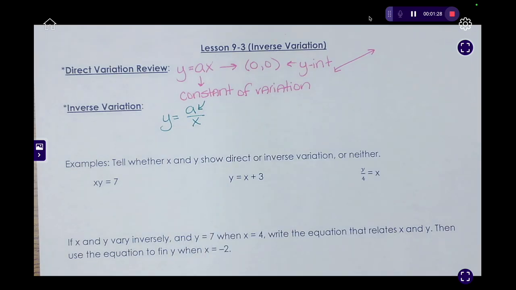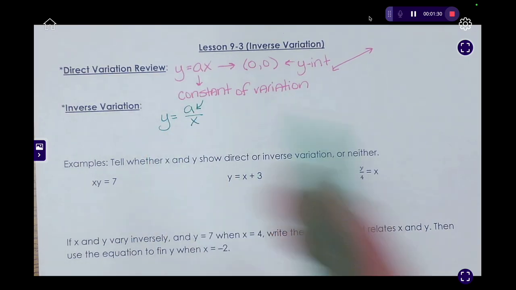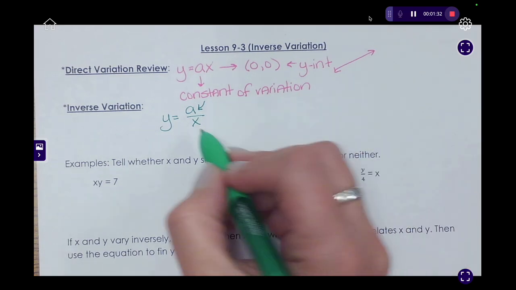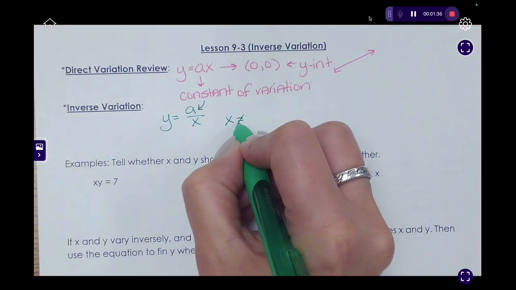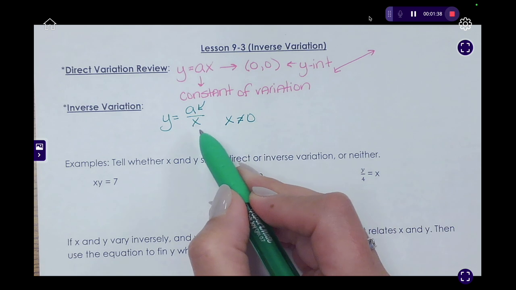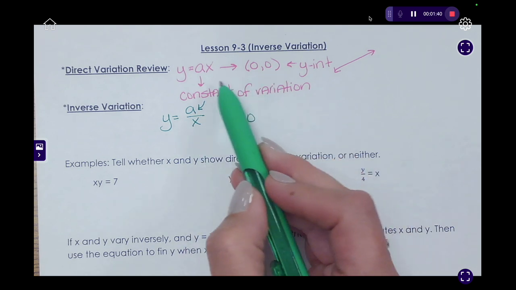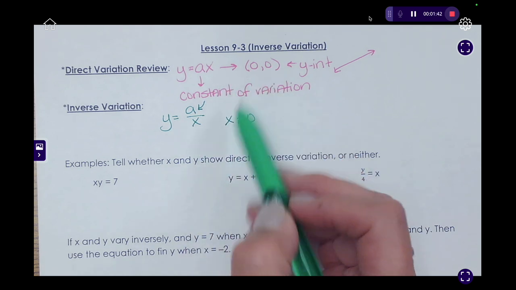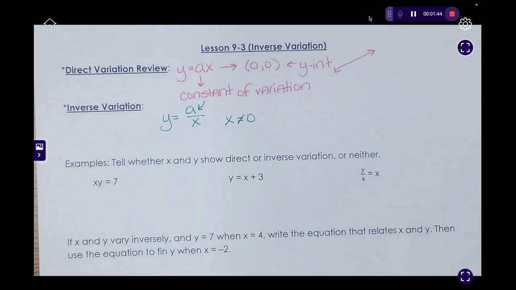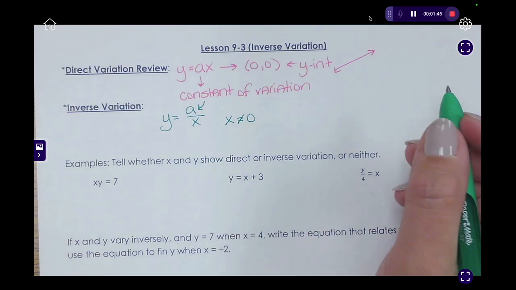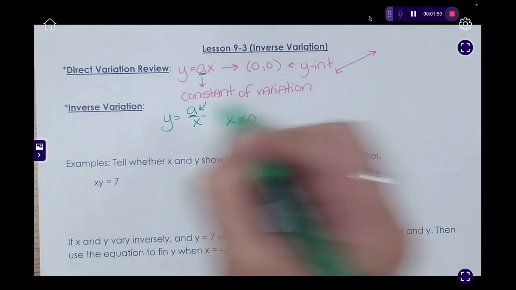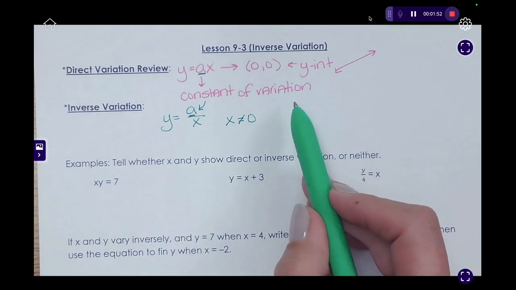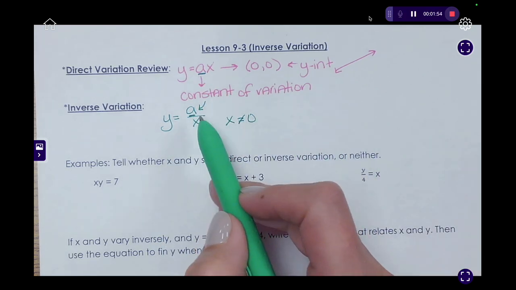So the terminology is the same, whether it's direct or inverse variation. And the big thing about inverse variation is that this x value right here cannot equal 0, because I can't have 0 on the bottom of a fraction. So unlike direct variation that does go through the origin, here my x value cannot equal 0. So the biggest concept for today is that we have to be able to find that constant of variation for either one of these equations.